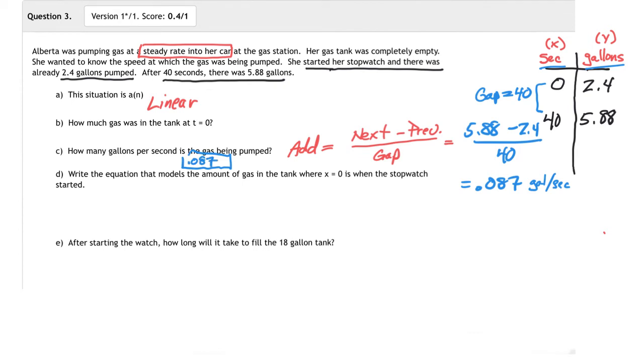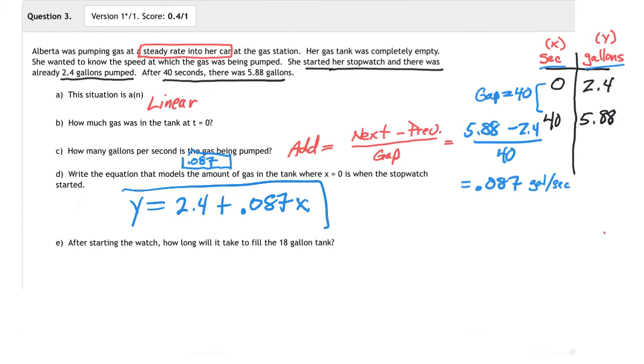Next, write down the equation that models this situation, the equation for this table. Well, I know what I'm starting with. I have 2.4, and I know what it's going up by. If I know those two pieces, what I started at and what it's going up by, then I can add that to my equation. So my equation is y equals, I'm starting with 2.4. What am I doing to it? I'm adding 0.087 gallons for every second. And it keeps growing as time goes.